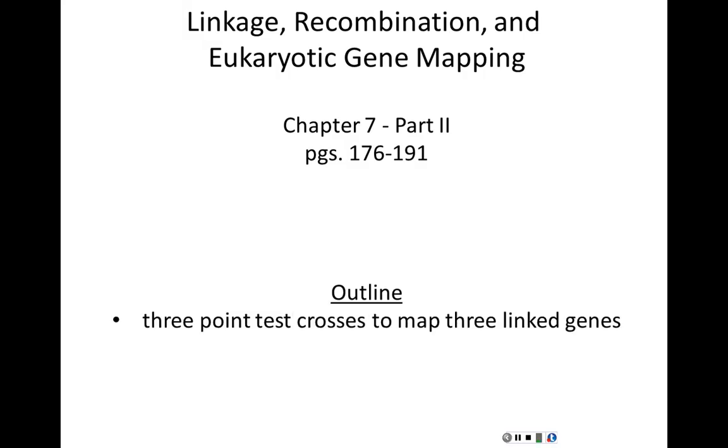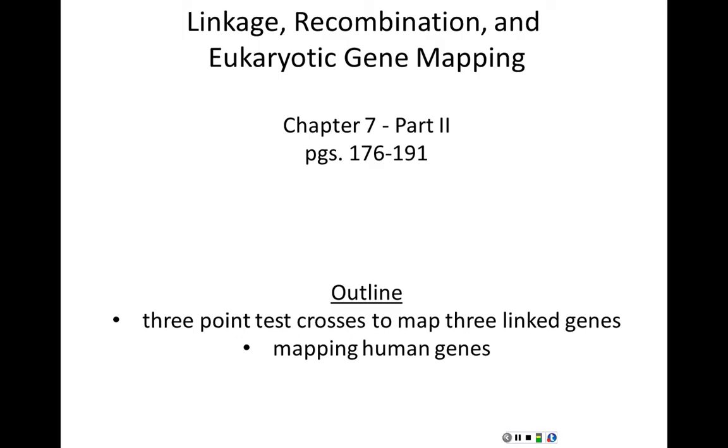to focus on most. So we're going to talk about three-point test crosses, our strategy for mapping three linked genes on a single chromosome, determining not only their linkage order but also the recombination frequency or centimorgans or map units between them. Most of our time is going to be spent on that.